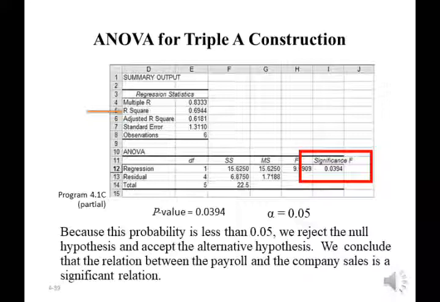What else can we see from this output? You will find that you can have R squared, which is the coefficient of determination, which, as we said before, is 0.69. So from the output I can get the value of R squared and say that 69% of the changes in the company sales are explained by the changes in the payroll. Looking at the output, sometimes we can also find the value of the coefficient of correlation.